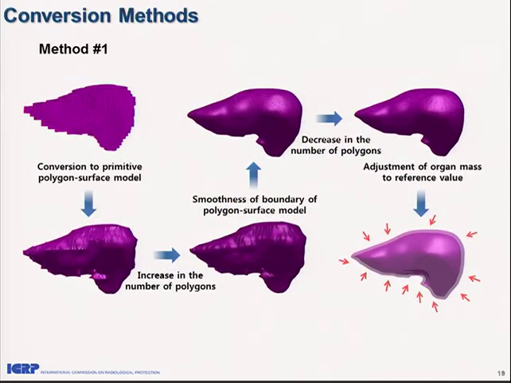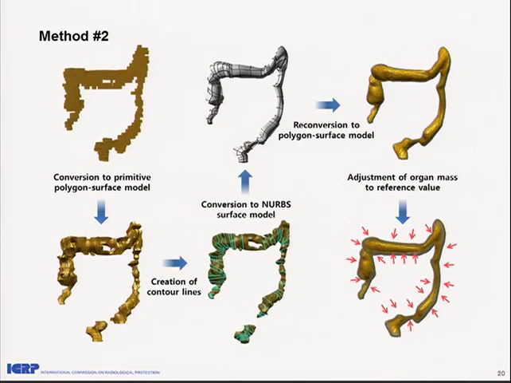To construct the polygon mesh models of simple organs, the voxel models of the ICRP 110 reference phantoms were directly converted to the polygon mesh format. For this, we developed two methods. One is for really simple organs, and the other method is for a little more complicated organs. The only difference is that in this second method, we involve a non-uniform rational B-spline model.